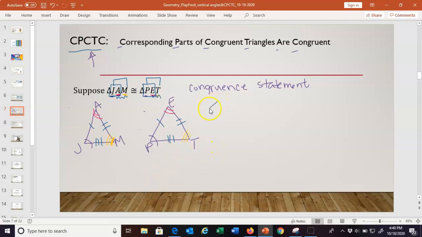And then if you wanted to, why not? We can write our statements over here. Angle J is congruent to angle P. I'm just matching up what I marked on the diagram. Angle A is congruent to angle E. Angle M and angle T. And then we have the sides. JA is congruent to PE. And I pulled that off the diagram, but you can also pull it from here, JA and PE.